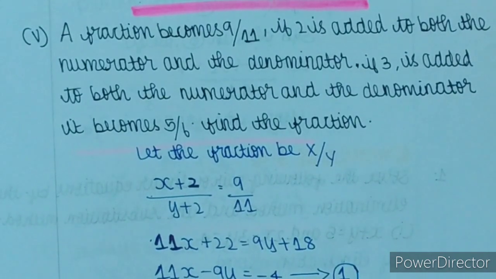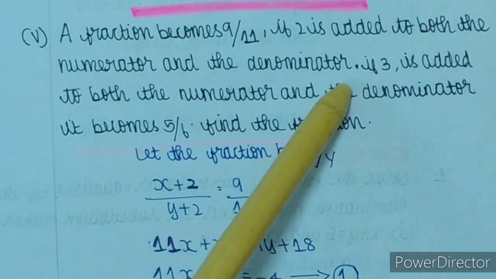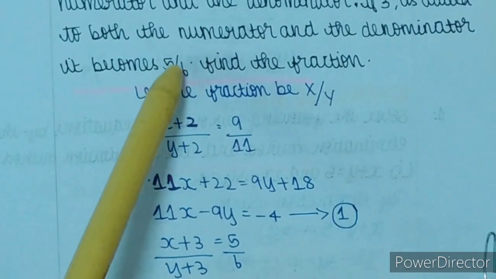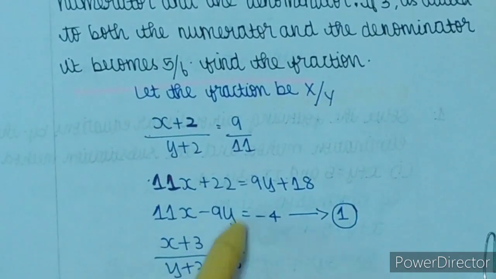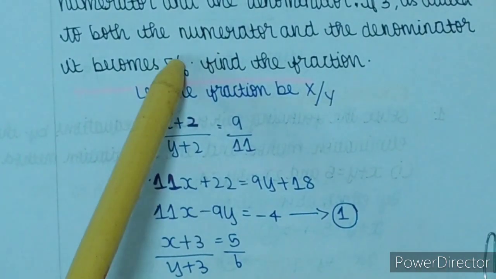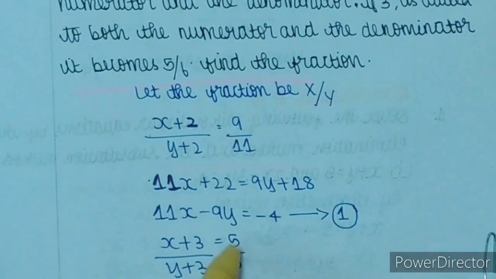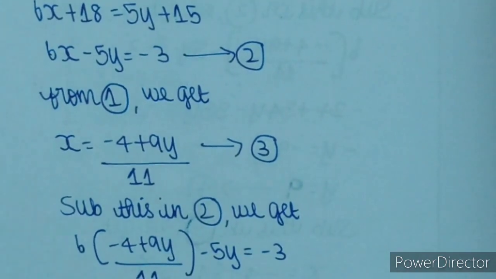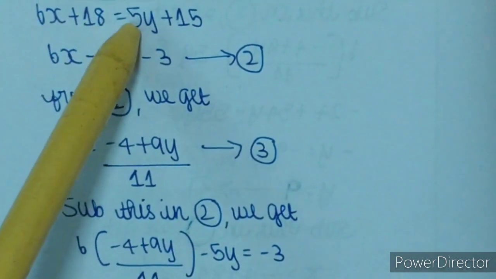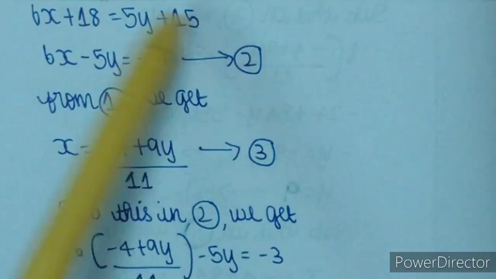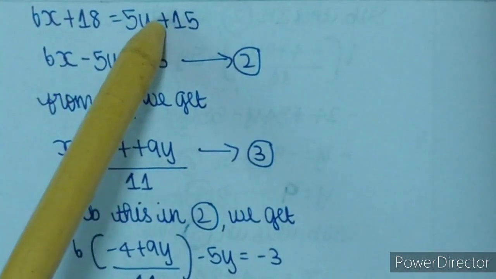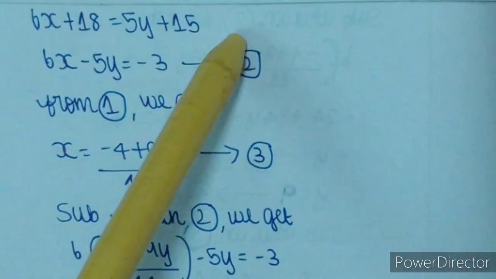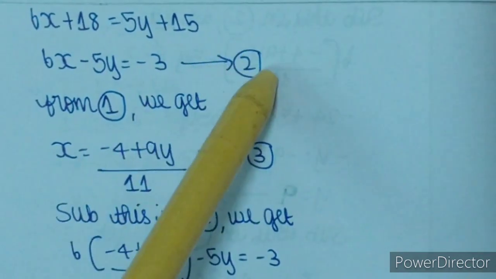Next, what they have told is, if 3 is added to both the numerator and the denominator, it becomes 5 by 6. Now x plus 3 by y plus 3, the fraction becomes 5 by 6. Now, solving it further by cross multiplication, we will get 6x plus 18 is equal to 5y plus 15. Bringing x and y to one side, 6x minus 5y is equal to 15 minus 18, which is equal to minus 3. This is the second equation.